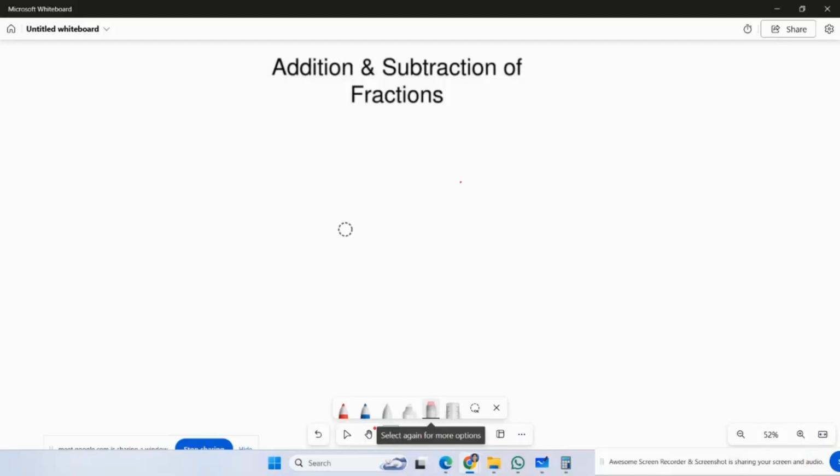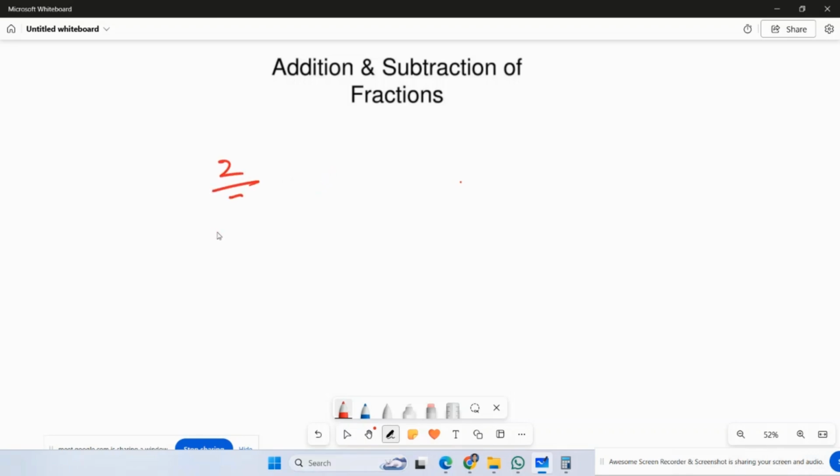So, today we are learning how to add and subtract fractions. To add or subtract fractions, they must have the same denominator. No matter whether the denominators of the fractions are the same or different, we have to convert the denominators into the same denominator and then add. If the denominators are already the same, then we will simply add the numerators. Okay, let's see some examples on addition and subtraction of fractions.